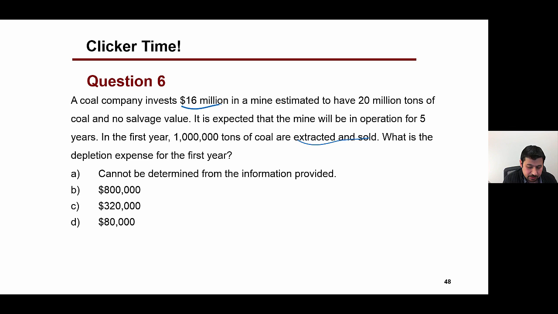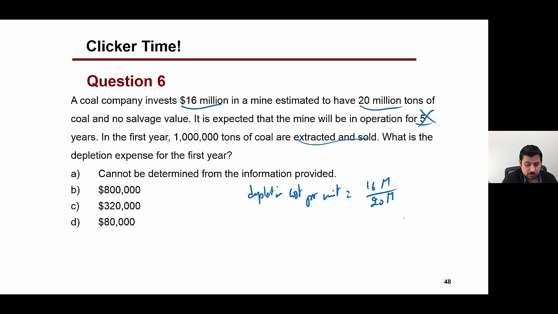So here, the cost was 16 million. Estimated units was 20 million. They are telling us here it's 5 years, but for the depletion, we don't use the time. Basically, we don't use this information. We don't use 5 years. Instead, we only use the units of activity. So the depletion cost per unit is equal to 16 million divided by 20 million.